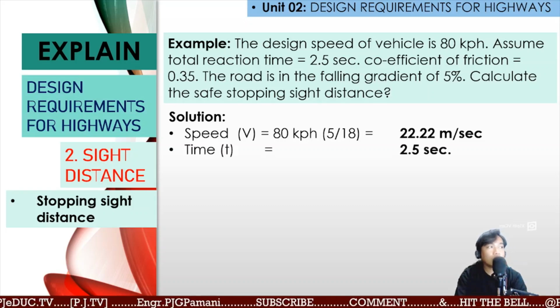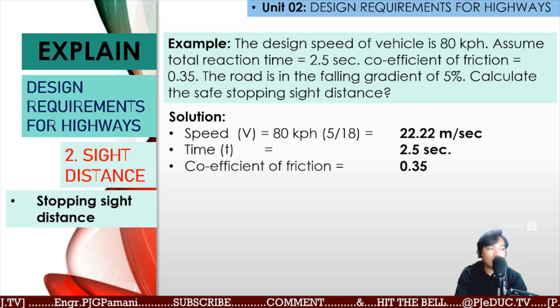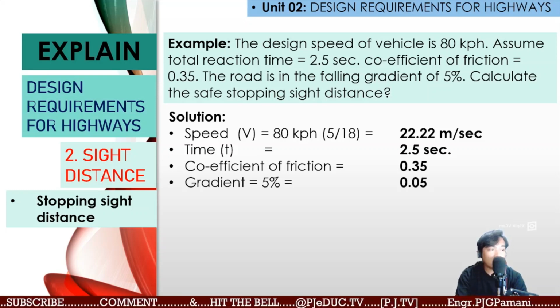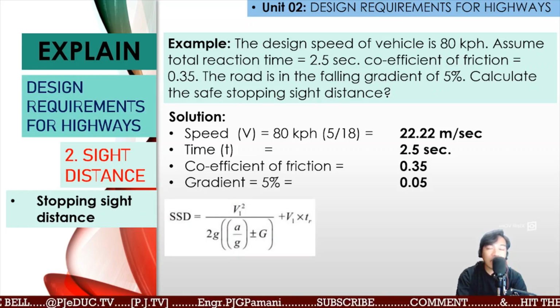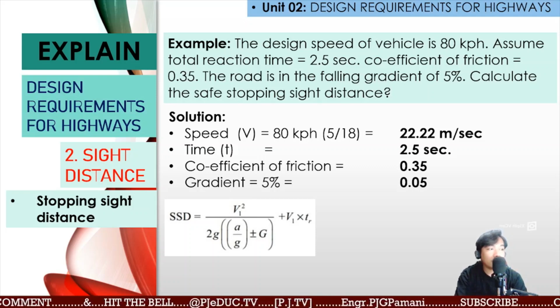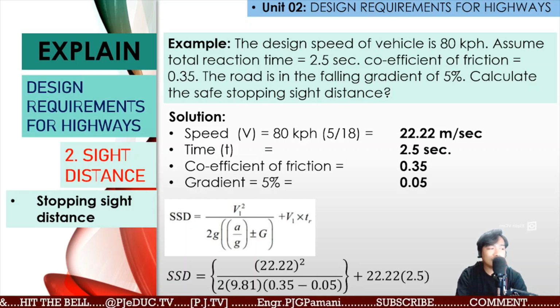The reaction time required is 2.5 seconds. The coefficient of friction given is 0.35. The gradient is going down, so negative 0.05. Using our general formula, initial velocity squared over 2g, a over g is basically f. Friction, that is. The coefficient of friction is basically a over g. That's why f is what was given there. We just substitute 22.22 raised to 2 all over 2 times 9.81.